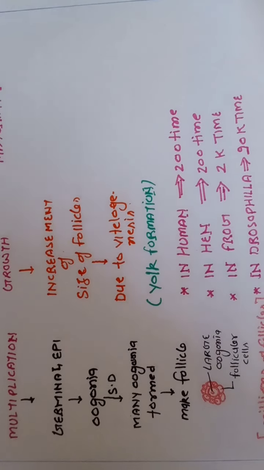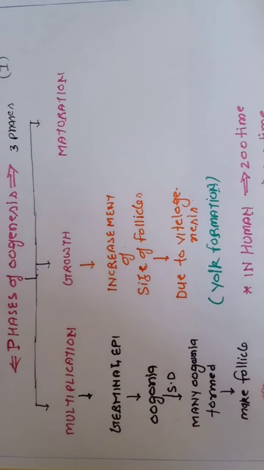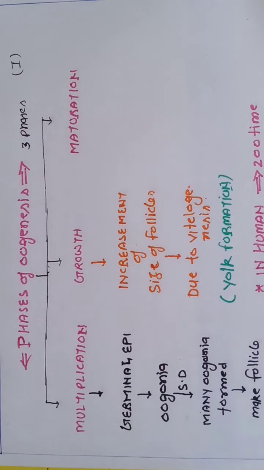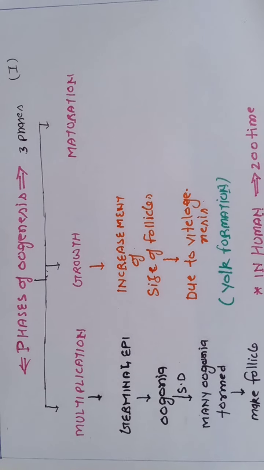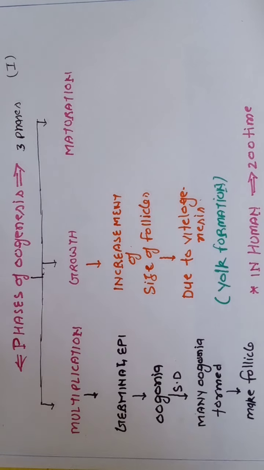In oogenesis, the complete phases can be divided into three steps. First is known as multiplication, second is known as the growth phase, and third is known as maturation, in which division takes place. So what is the multiplication phase?